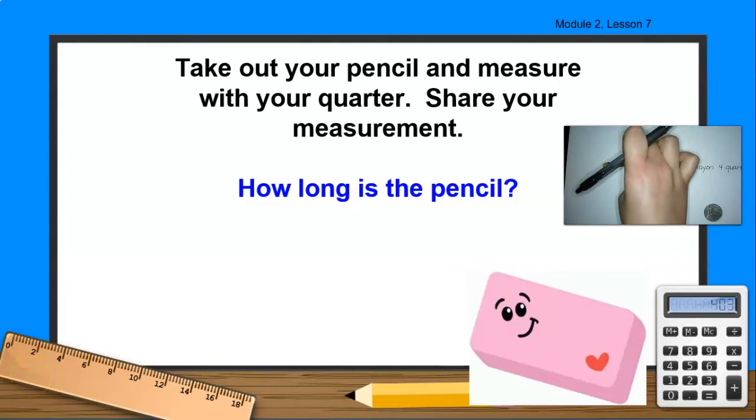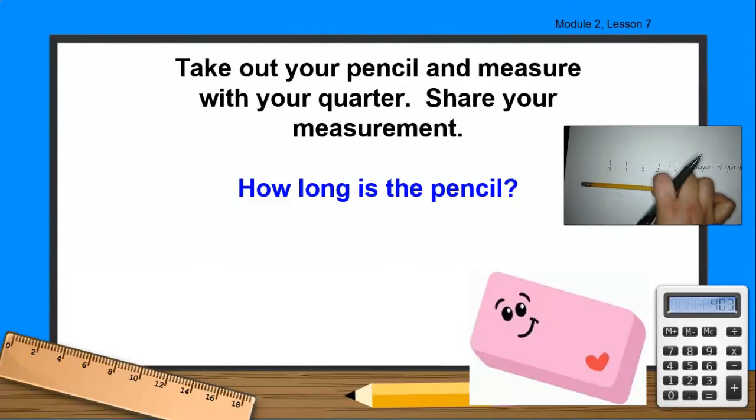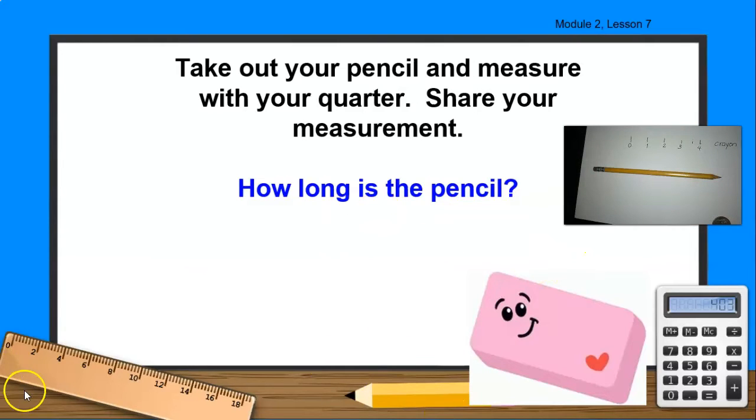Now I'm going to put my pencil to the side. I'm going to give you 5 seconds to do that. 5, 4, 3, 2, 1, and 0. And I want you to take out your pencil. 5 seconds to get your pencil. 5, 4, 3, 2, 1. And I want you to measure it with your quarter.